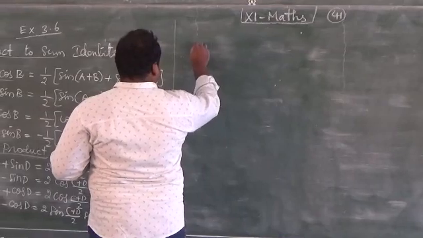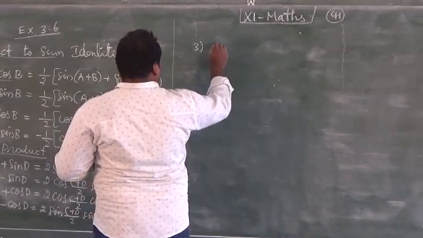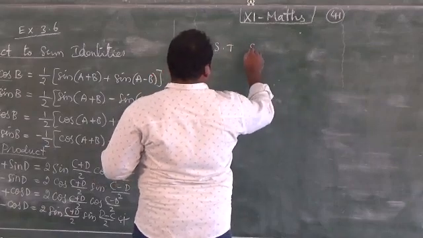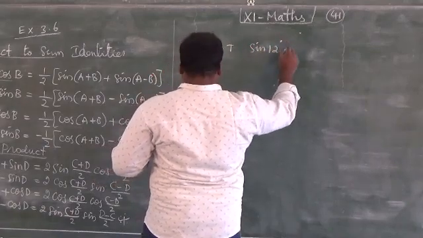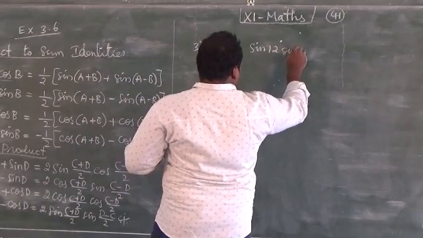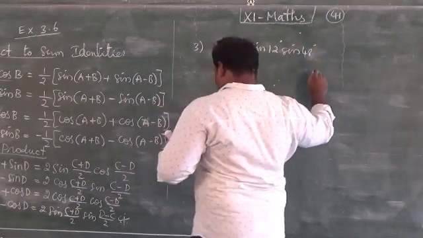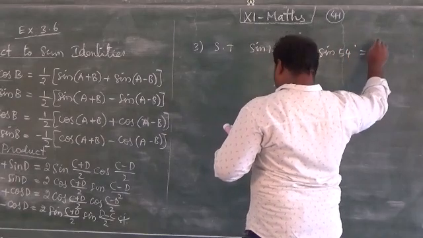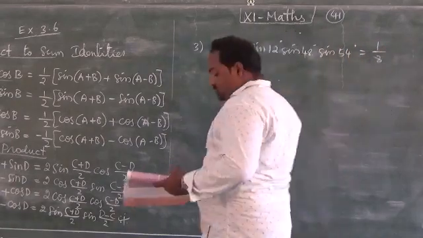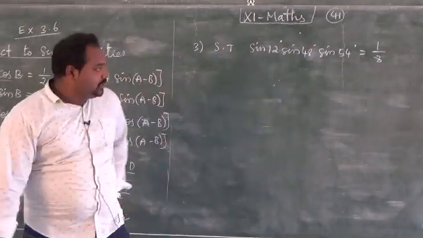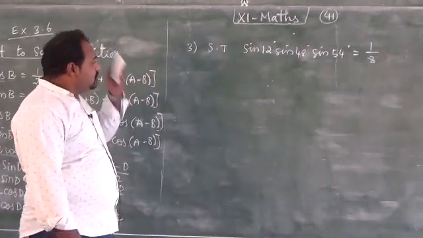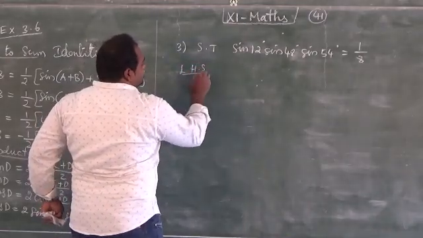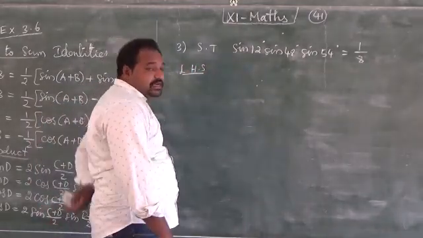So the third question is, show that sin 12 degree, sin 48 degree, sin 54 degree equals 1 by 8. So here I am going to prove LHS equal to RHS. First I am taking the LHS side. I am just rearranging the order from the LHS side.